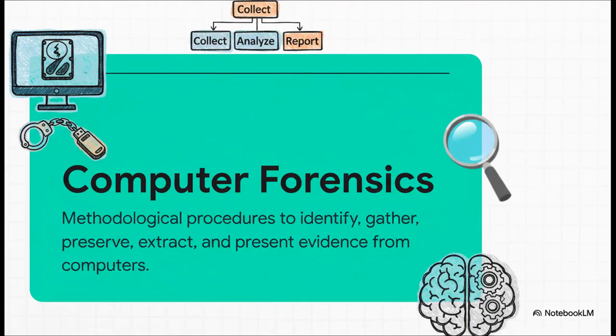Well, that's where computer forensics comes in. It's basically the rule book, the science, and honestly, the art of pulling digital evidence out of a device. And the goal? It's not just about figuring out what happened. Nope. The real trick is doing it in a way that all that evidence you find actually holds up in a court of law. That's the key.